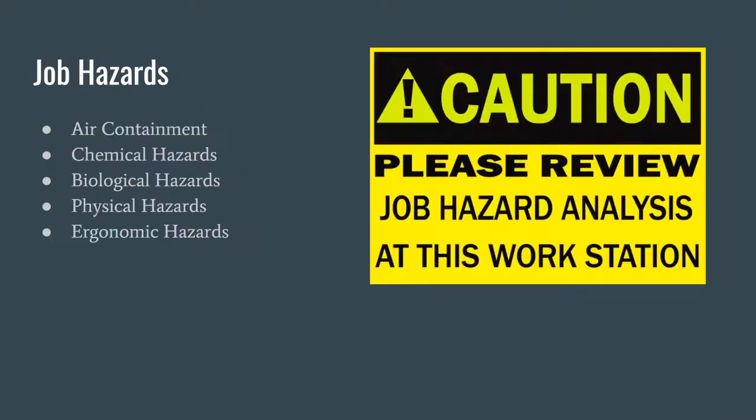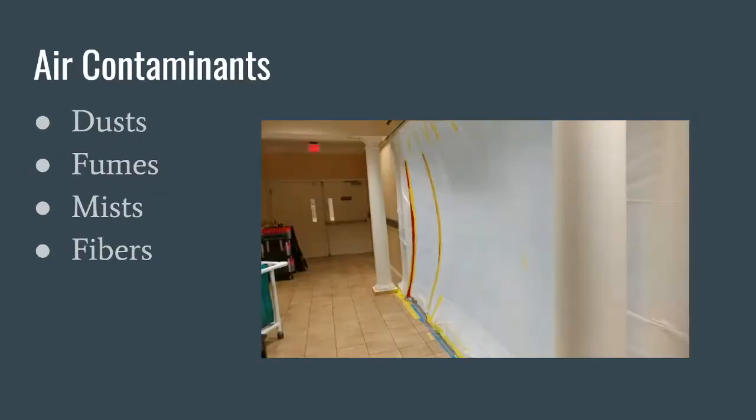So with health hazards, there's a lot of job hazards, and these can be classified as air contaminants, chemical hazards, biological hazards, physical hazards, and ergonomic hazards. And I will explain these more in depth. So air contaminants can be considered as a particulate or a gas and vapor contaminant. The most common are dust, fumes, mists, and fibers.